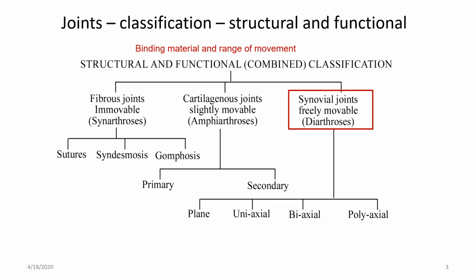In the classification of joints based on the structure and function, we have studied the fibrous joints which are immovable, cartilaginous joints which are slightly movable, synovial joints which are freely movable. So, we are going to study about this synovial joints which are also known as diarthrosis. They are further classified.